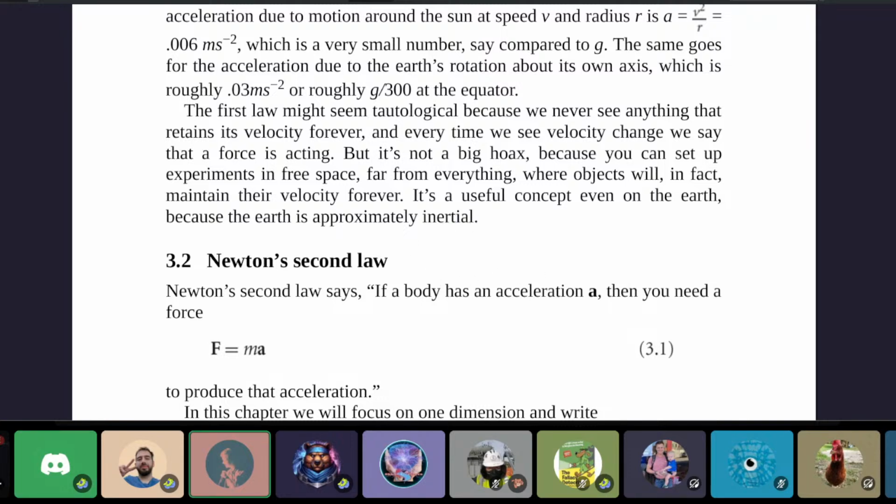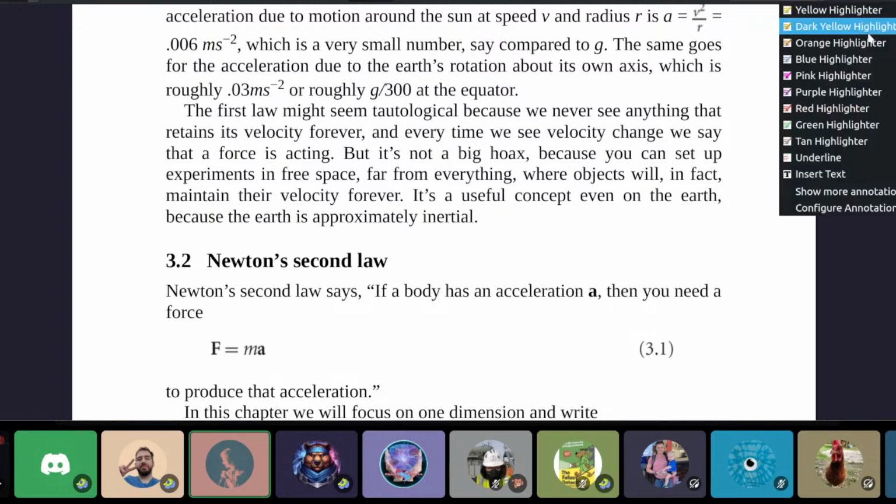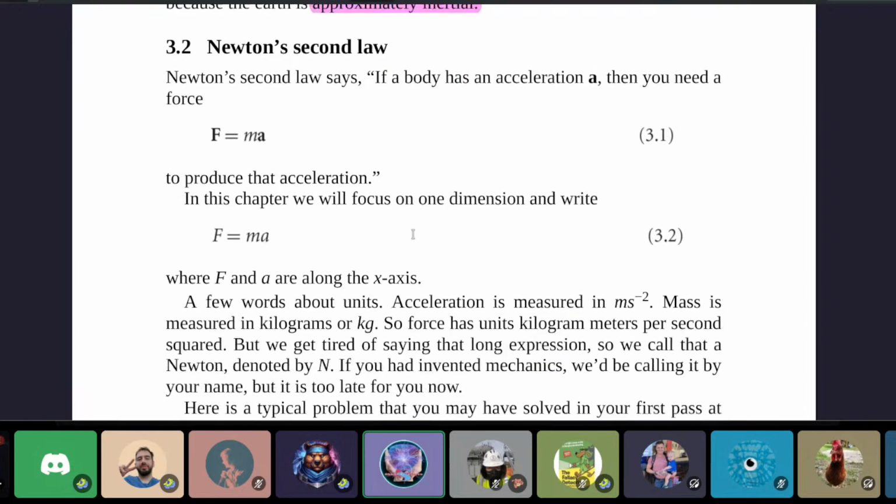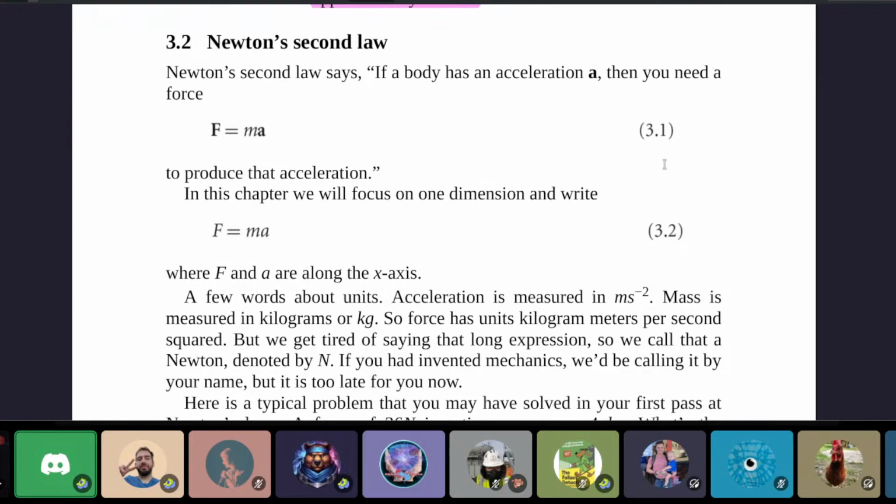Oh, I hate dangerous, unquantified statements like that. Hilarious. Can we continue? Approximately inertial. Yeah, go for it, man. Ironically, that leaves a lot of wiggle room right there.